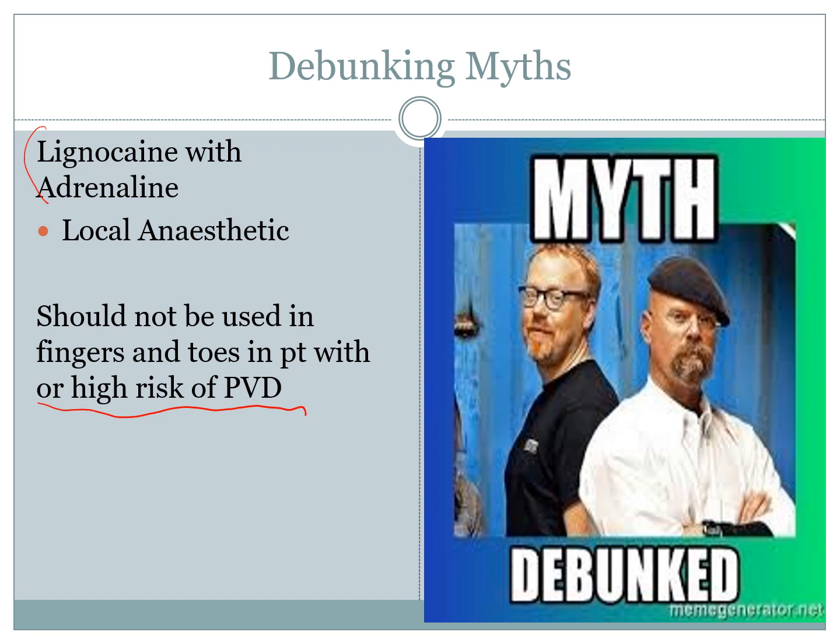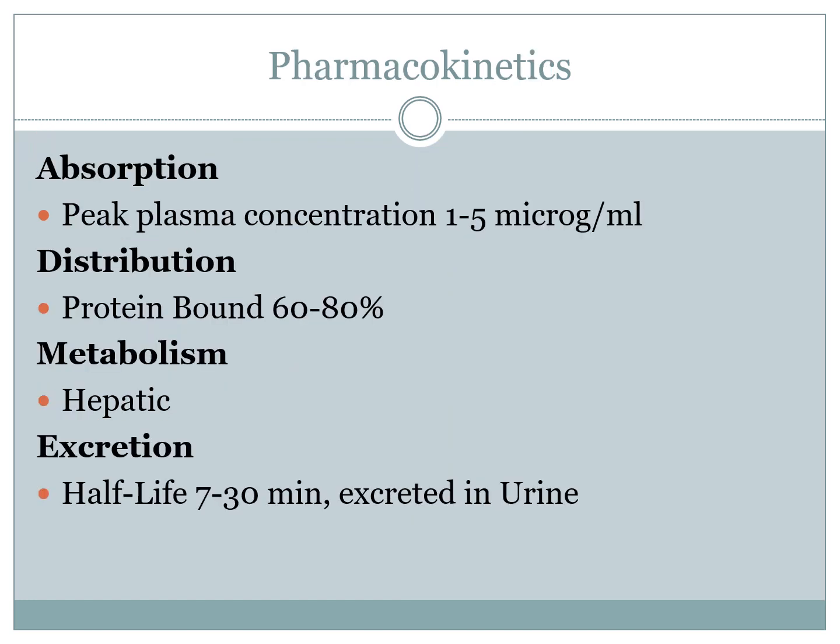Alright, let's continue on with a little bit of the pharmacology of our lignocaine. So its absorption. When I talk about the pharmacokinetics, I'm talking about its use as a local anaesthetic only, so topical and local anaesthetics, not its use as IV or anything like that. When used as a local anaesthetic, it has a peak plasma concentration of 1 to 5 micrograms per mil. So that's a pretty good amount of lignocaine that can be used.